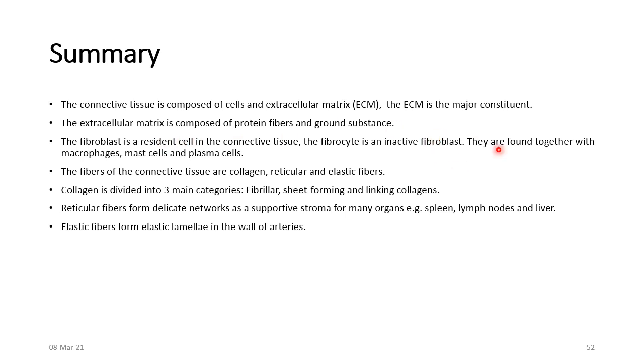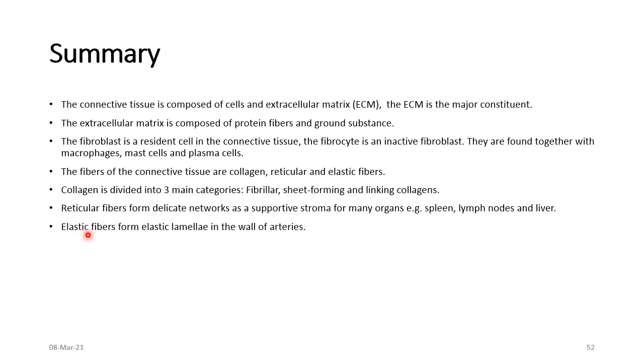طبعا الفايبروبلاست والفايبروسايت موجودة مع خلايا أخرى في other cells Macrophages, Mast cells, plasma cells. وبنلاحظ إنه الفايبرز عند الكونكتيف تيشو اتكلمنا عنها إن هي collagen, reticular, elastic. اتكلمنا عن الأنواع أو الكاتيجوريز المختلفة من الكولاجين الفيبريلر الشيت فورمينج اللينكينج الرابط. اتكلمنا برضو عن الريتيكولار فايبرز وقلنا إنها بتعمل delicate networks وبتعمل supportive stroma لمعظم الأورجنز الليمفويد أورجنز والهيموبويتيك spleen lymph nodes liver.